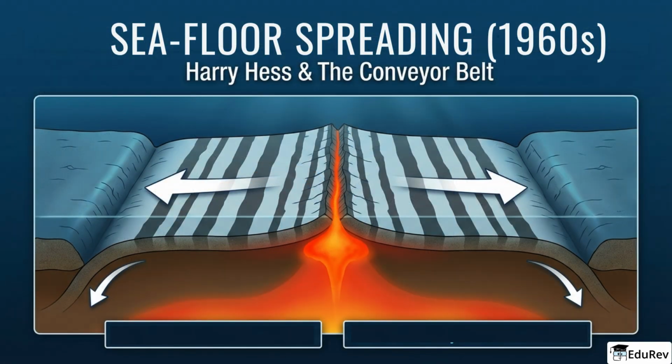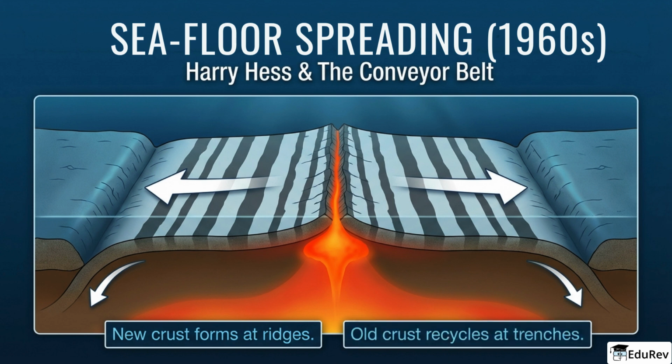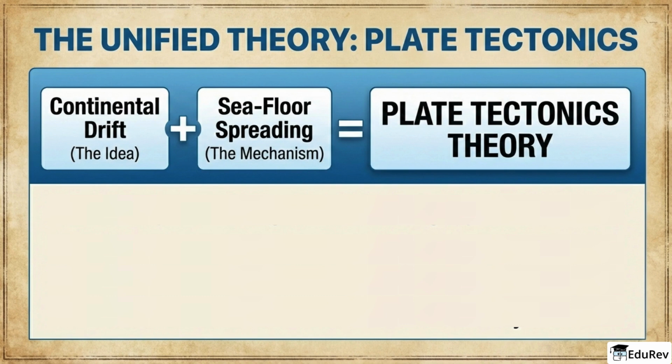The missing mechanism came later with seafloor spreading in the 1960s, linked to Harry Hess and the conveyor belt idea. New crust forms at ridges, and as it moves away, old crust eventually recycles at trenches. Once you see ridges as sources and trenches as sinks, plate motion becomes logically unavoidable. That is why plate tectonics is called the unified theory. Continental drift gave the idea, seafloor spreading gave the mechanism, and together they form plate tectonics theory.